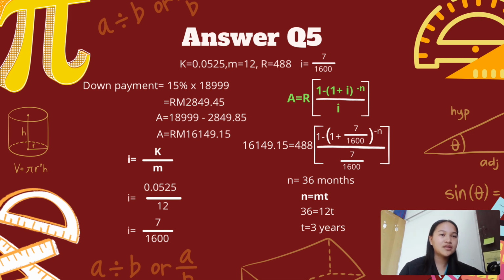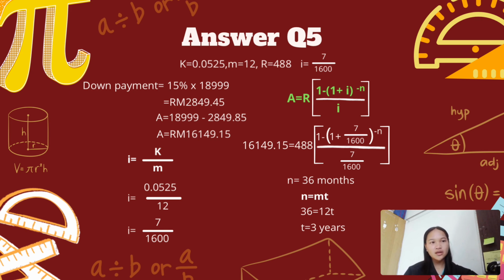Okay, step 2, we need to solve the question. The first one, we need to solve the down payment. That is 15% of 18,999 ringgit, which is 2,849 ringgit and 85 cents. Okay, next, we need to find the loan amount. That is A. 18,999 ringgit, we minus it with 2,849 ringgit and 85 cents, which equals 16,149 ringgit and 15 cents.